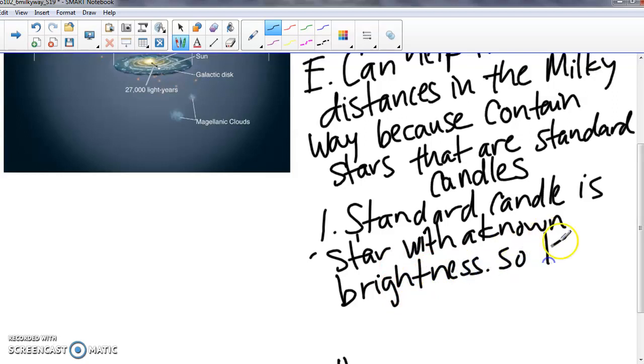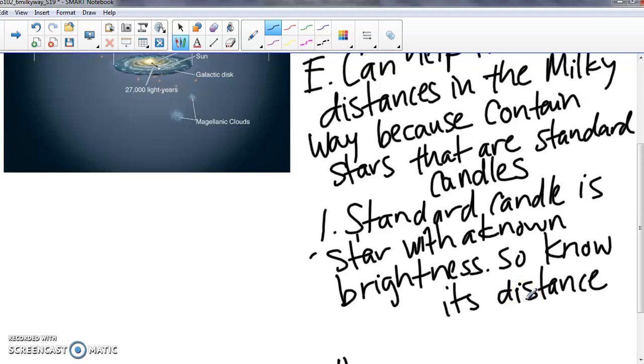So we know its distance. Alright, that is some ugly handwriting, but hopefully you can read it. Let me read it again. A standard candle is a star with a known brightness, so we can know its distance.